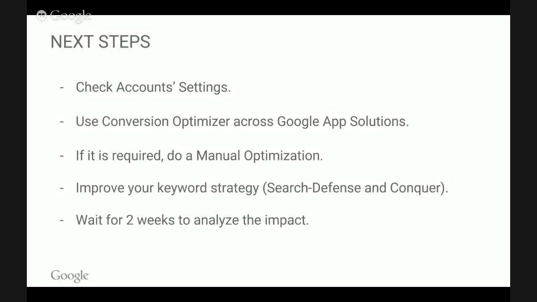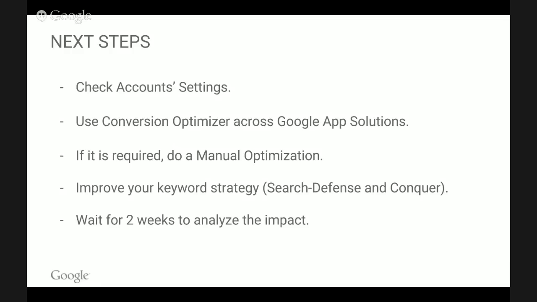And now you might say, Joan, thank you very much for these 35 minutes about performance, but what's next? I try to summarize in five sentences. After this hangout, check your account settings, make sure that you are running mobile app install, that you are targeting the right audience, setting the right language and the right device. Also, use conversion optimizer across the Google app solution. This is mandatory for me.